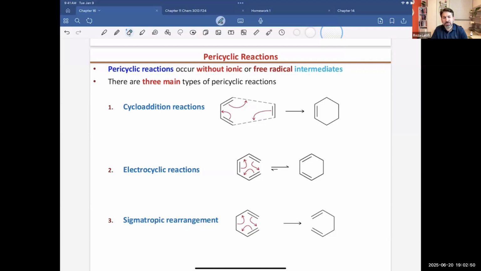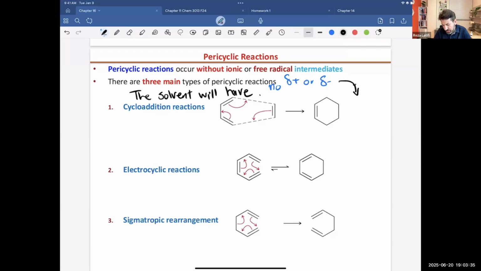Our subject for today will be pericyclic reactions, reactions of conjugated pi systems. These are reactions that usually go forward without creating partial positive or negative charges, and we're not going to have an intermediate. That means the entire reaction happens in one cycle, so no positive or negative charge. The meaning of this is that the solvent will have no effect on the rate of reaction.